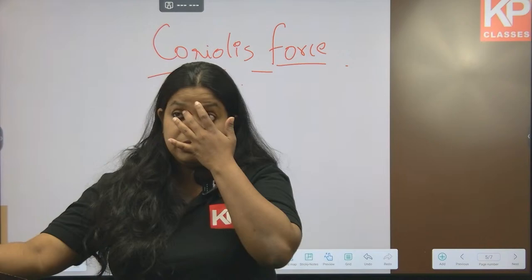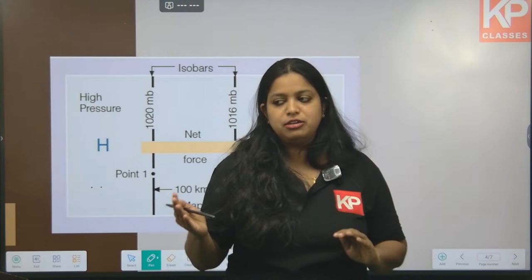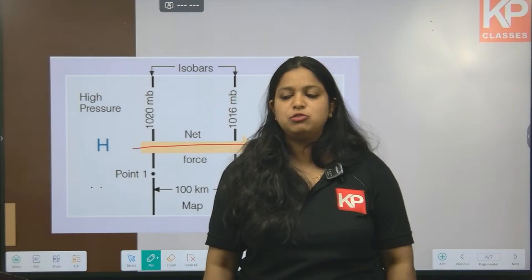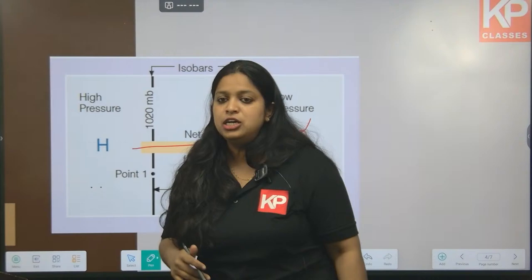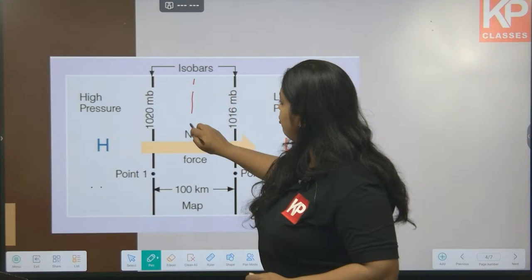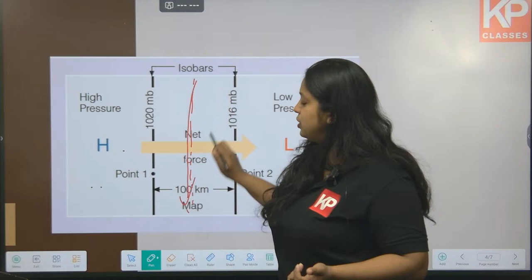According to this particular picture, because of the pressure gradient force, wind will be moving from high pressure to low pressure, cutting the isobars. Then comes the Coriolis force. But if you check any weather charts, you will see that the movement of wind is almost parallel to the isobars. It is not an exact right angle to the isobar, it is almost parallel.